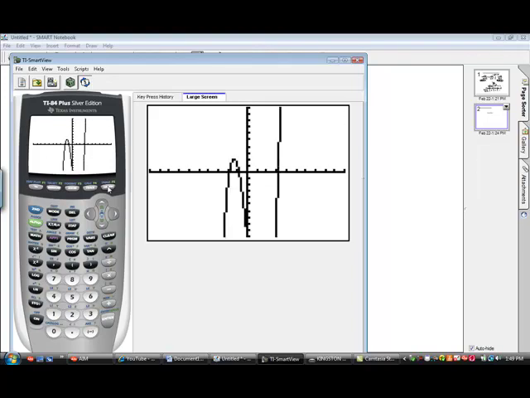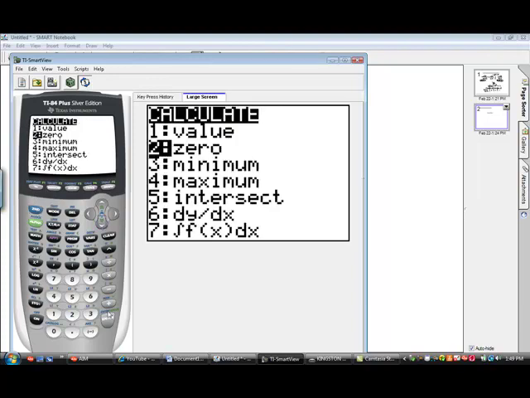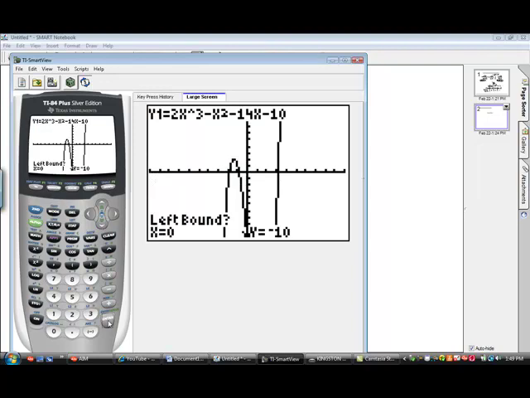And everywhere that this graph crosses the x-axis, that's a zero that you're looking for. Notice that you have one here, here, and here. And you're going to go through the process just like you did before. You're going to hit second trace. You're going to go down to 0. And you're going to actually find all 3 zeros.